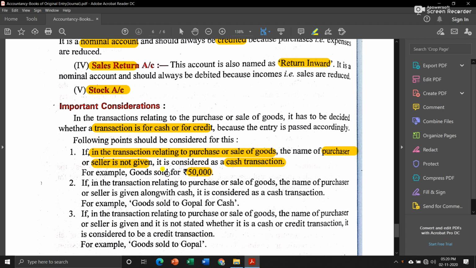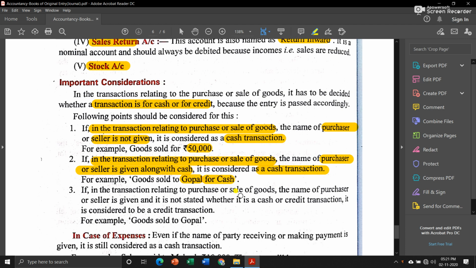Here the name of the seller is not mentioned, so automatically we assume this transaction is a cash transaction. Second, if the name of the purchaser or seller is given along with cash, it is considered a cash transaction. Example: goods sold to Gopal for cash. In this example, the name of the purchaser is given, and they particularly mention that they sold for cash. That means obviously it is a cash transaction.